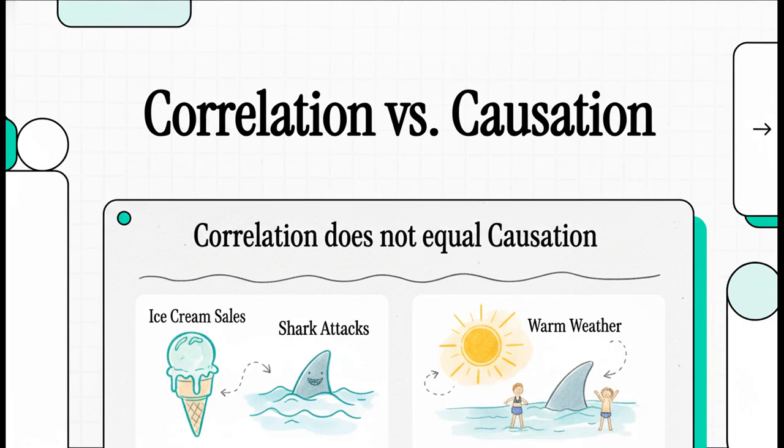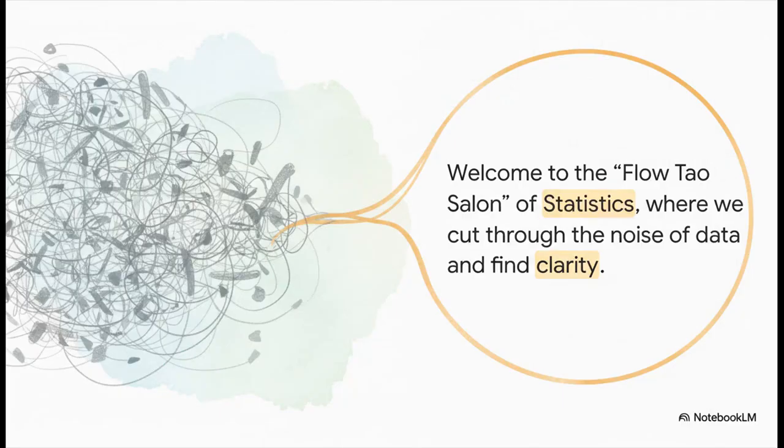Our brains are just wired to see patterns. It's what we do. We see connections everywhere. But what happens when those patterns we spot are actually misleading us? Today we're going to unmask one of the biggest and most important ideas in understanding data, the difference between correlation and causation.